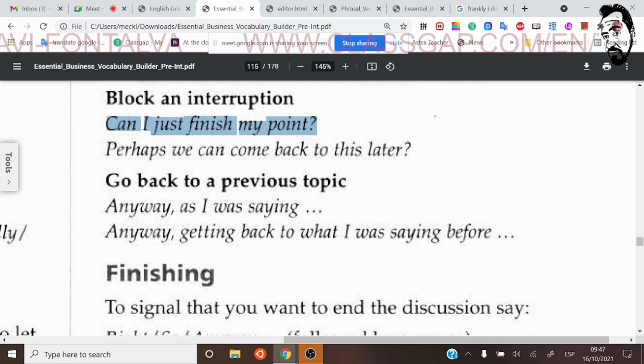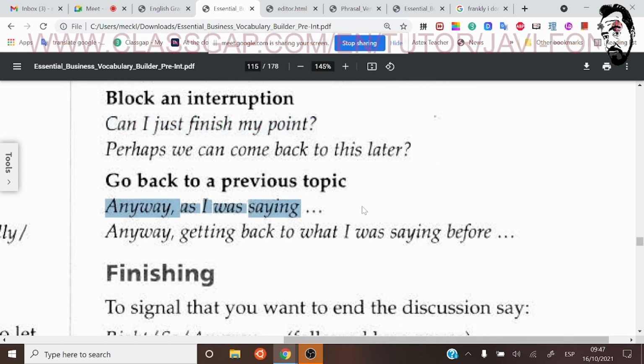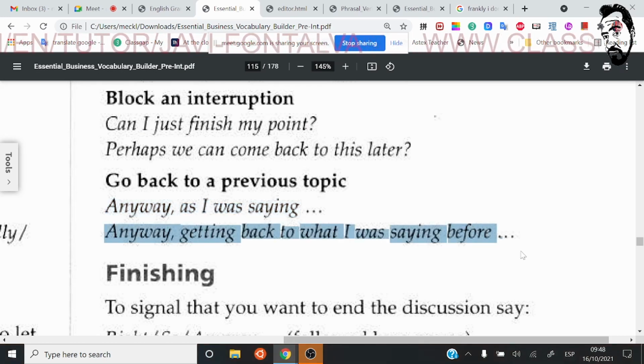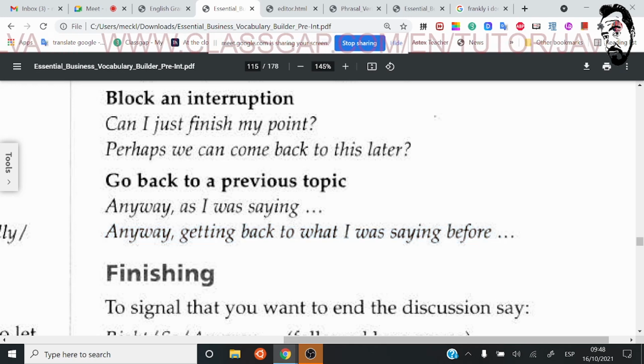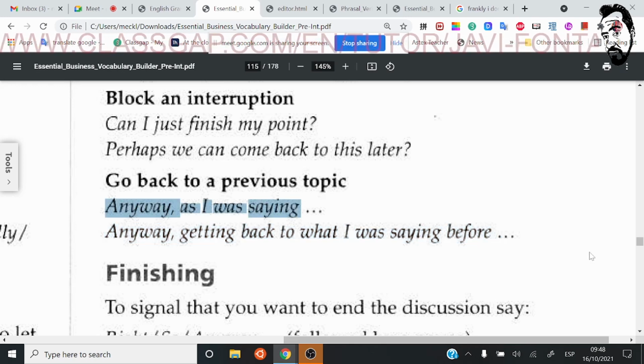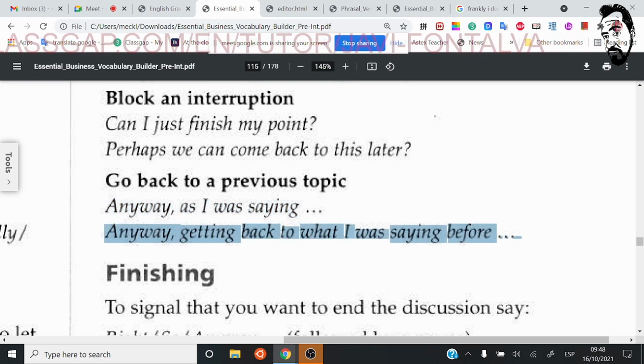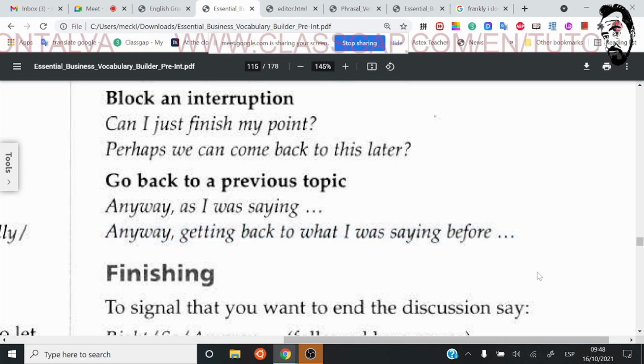But okay. Sometimes you want to go back to a previous topic. Anyway, as I was saying. De todas formas, como iba diciendo, as I was saying. Another way. Anyway, getting back to what I was saying before. Volviendo a lo que estaba hablando antes. Getting back to what I was saying before. Okay, can you say this? Anyway, as I was saying. Saying. Mm-hmm. Next one. Anyway, getting back to what I was saying before.